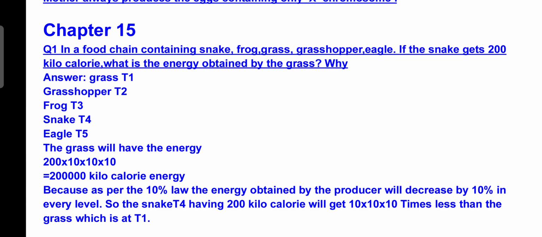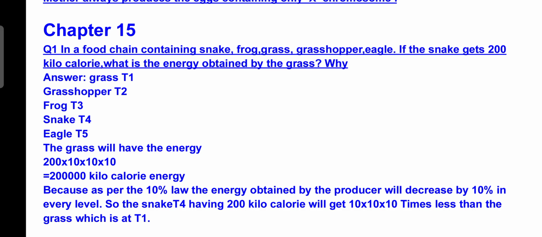The energy transmission will be only 10% of the original energy of the previous level. Only 10% energy is passed on to the next trophic level. The highest energy level will be with the producer, and when we move from trophic level 1 to trophic level 2, only 10% will be there. So you have to remove one zero from T1 to T2. Again remove one more zero from the number given.